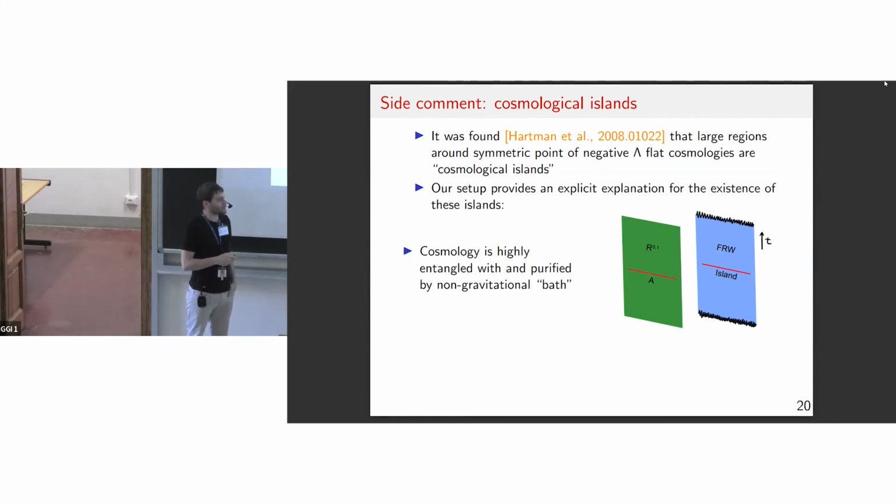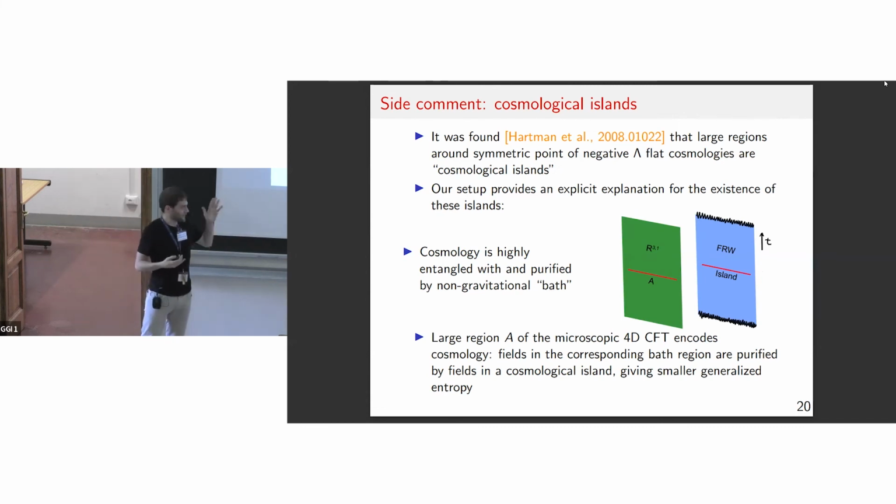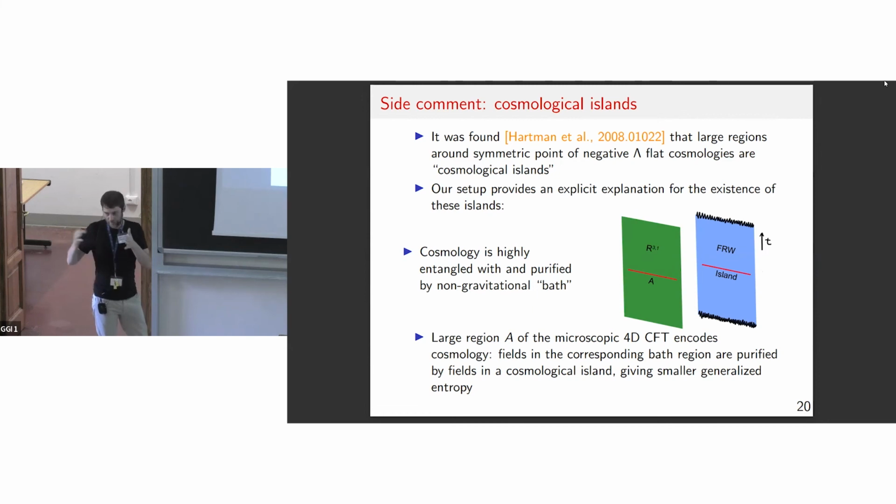Because if you want to compute the entanglement entropy of a large region of your 4D CFT excited state, and you want to compute it holographically, what you have to do is take the corresponding region in the effective theory in the bath and then allow the existence of islands in the cosmology. And in fact, obviously, this is exactly the same analysis as Hartman and collaborators. So this tells you that if you take a large enough region of the bath, you definitely get an island in the cosmology.